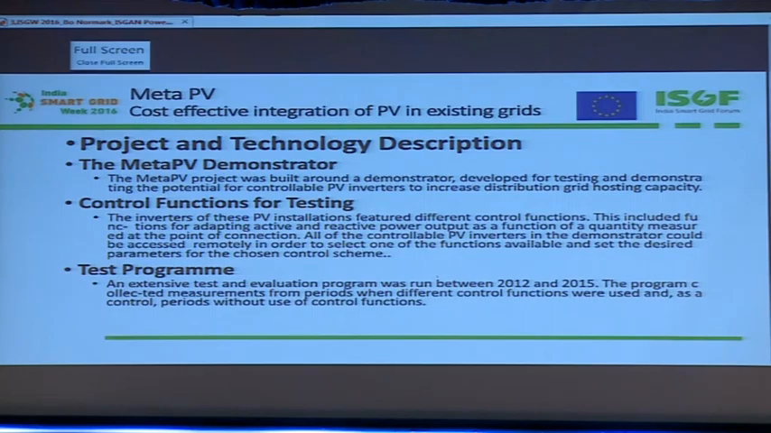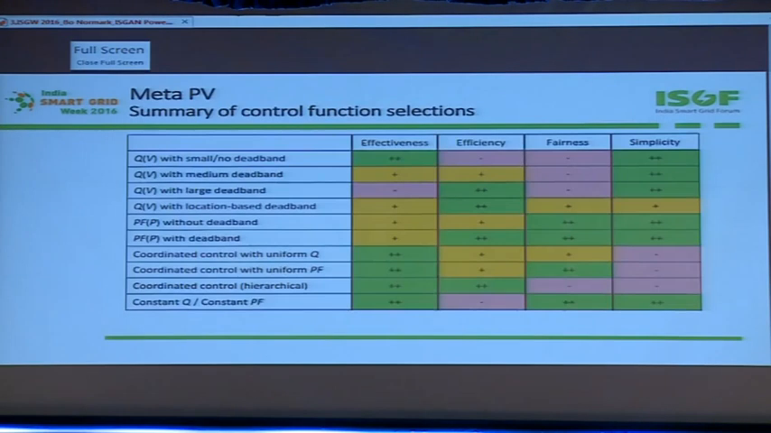The goal was to show that by having advanced controllers on the PV, they could reduce the demands on the distribution grids. What they have studied here, as you can see on the left, is a large number of different control strategies, and they have shown how they perform from different perspectives. For those of you that are considering photovoltaic, read the report and you will find a lot of good examples on how different control strategies work out.